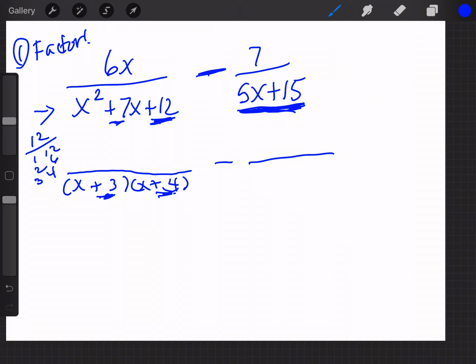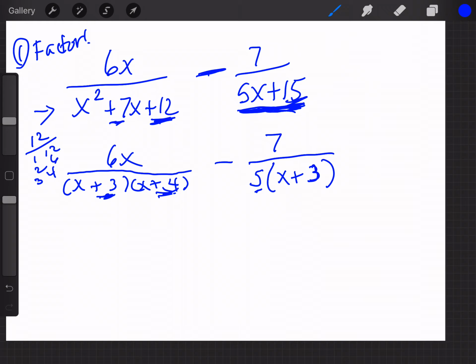So, I got 5x plus 15. I see we have a common factor of 5. Not 5x, just 5. So, I'm going to take out 5 from both of those. I'm going to put the 5 out front as my greatest common factor. That means I got x plus 15 divided by 5, which is 3. So, this is what I've got. All right, so these are my denominators now. And I'm going to bring down the 6x and the 7.